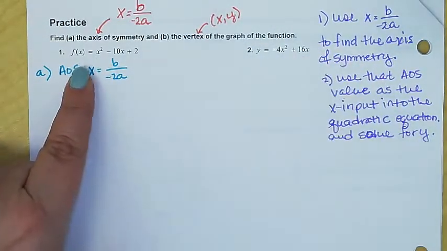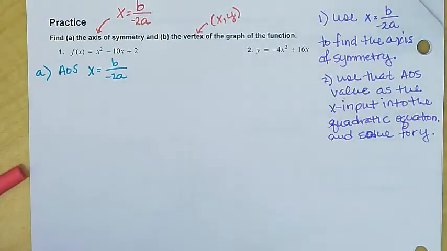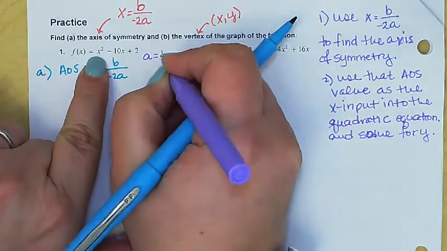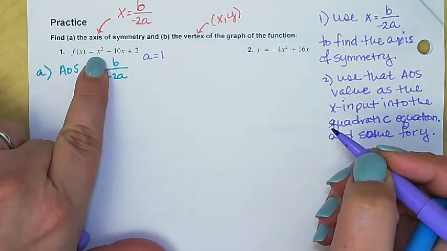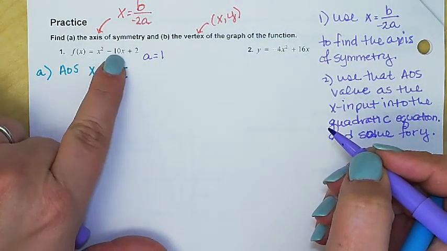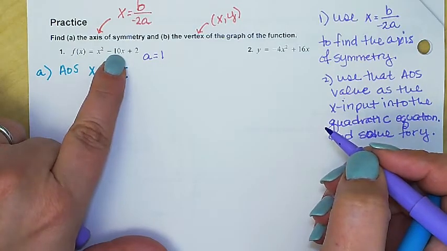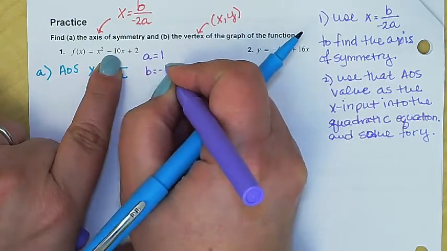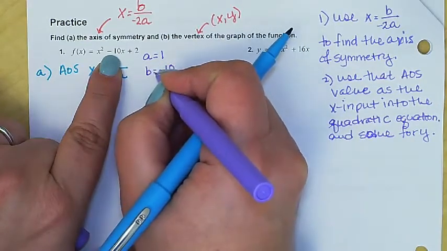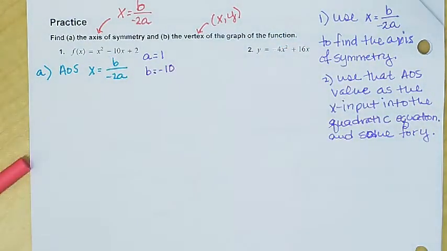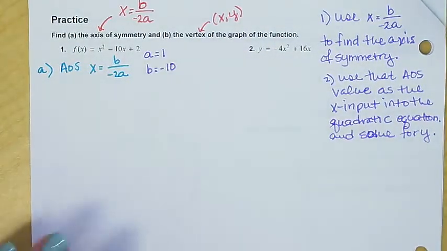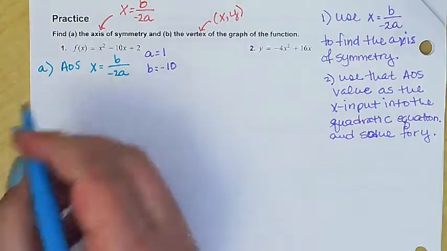In this particular equation, our a value is the leading coefficient in front of x squared. In this case, I don't see anything, which means it's a 1. And our b value is always the coefficient in the middle term with degree 1. So in this case, the b value is negative 10. Okay, so those are the two values that I'm going to use in this formula right here.